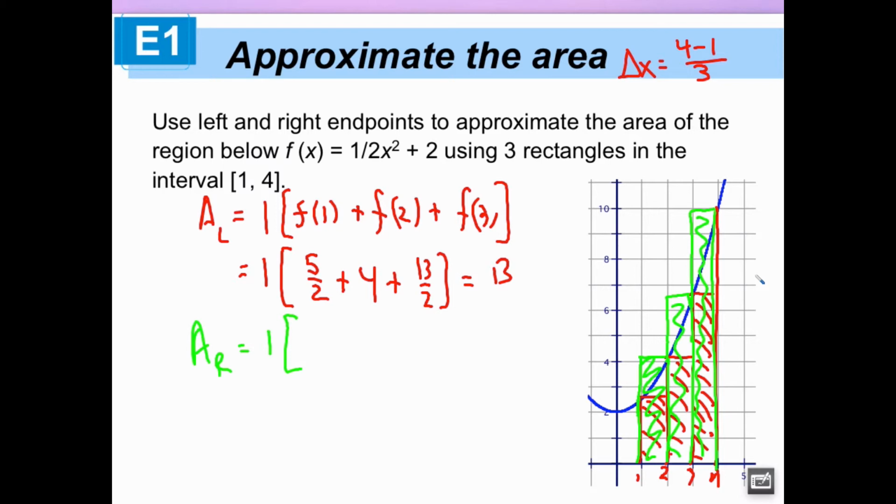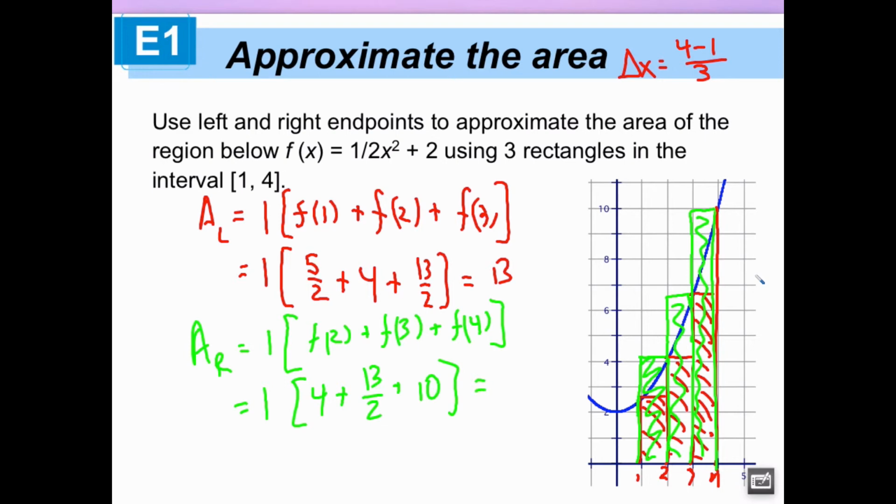How tall is the first rectangle? 4. f of 2. Second rectangle? f of 3. And the third rectangle? f of 4. For those of you that are good at pattern recognition, you'd see how that works. f of 2 we did already, that's 4. f of 3 we did already, that was 13 halves. And so we need f of 4, which is 16 plus 10, which gives me a value of 41 halves.